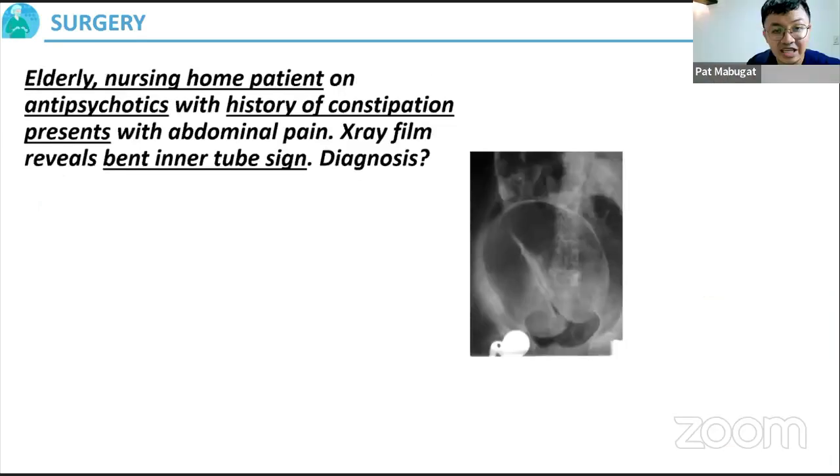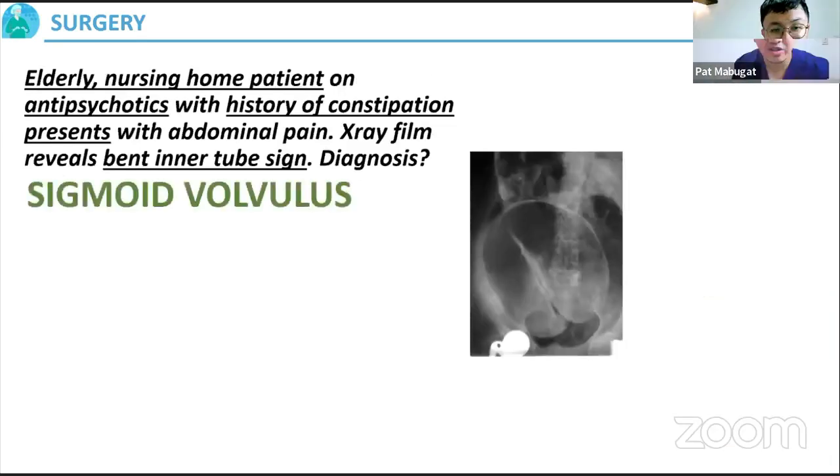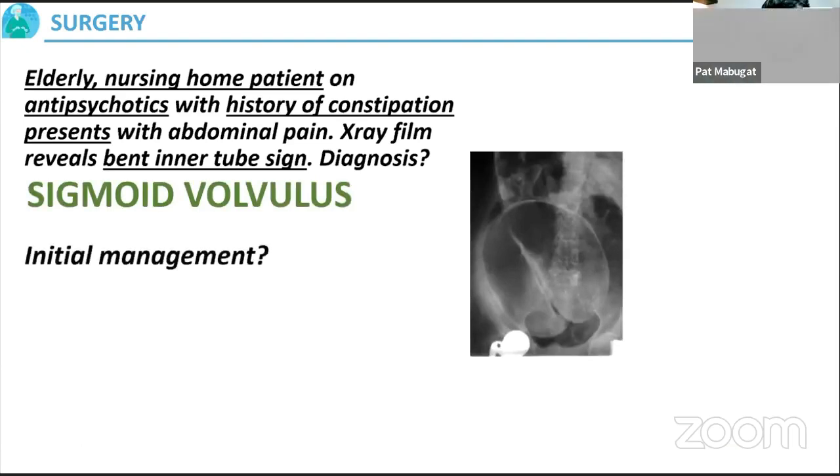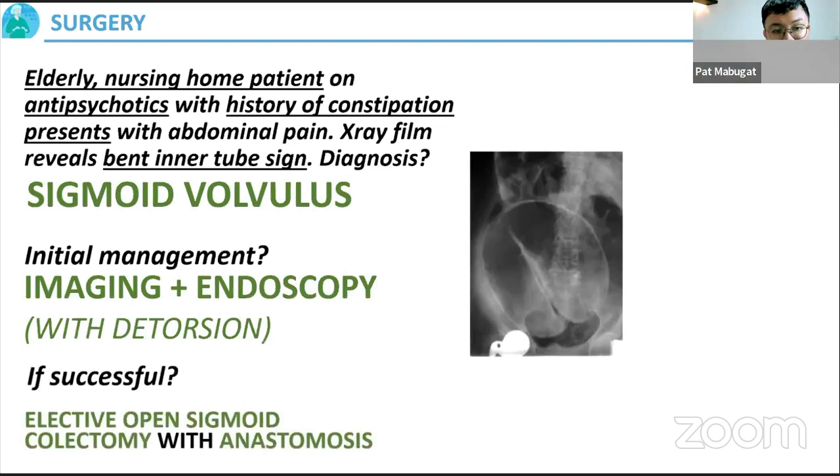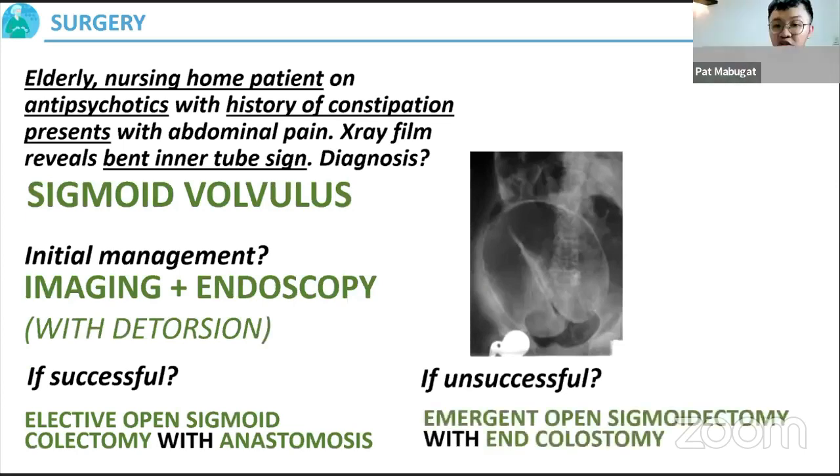Here we have a bent inner tube sign in an elderly patient with constipation. This is volvulus, which means it twists upon itself. Usually it's the sigmoid because the sigmoid is very mobile. The initial management is imaging and endoscopy. You do detorsion: you push the scope there and try to detort it. However, if not detorted, you can do surgery. If elective, you can do an open sigmoid colectomy and anastomosis. If unsuccessful, you just divert.